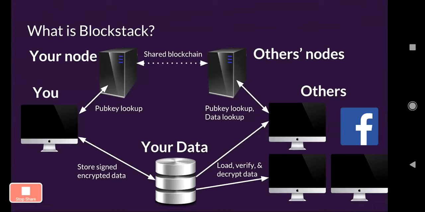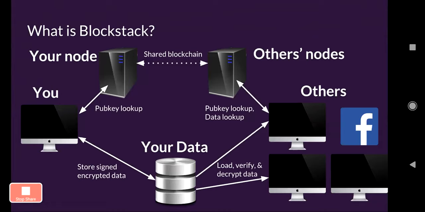What happens instead is I simply write my encrypted data directly to my storage provider, and it's encrypted in a way so that only the people that I want to read it will be able to decrypt it. So that's the cluster of computers on the right side of this slide here, the others. So Facebook is a consumer of data that I explicitly consent to allow to read, and others include my friends, my coworkers, my colleagues. They load and they verify and decrypt data directly from my storage provider of choice.